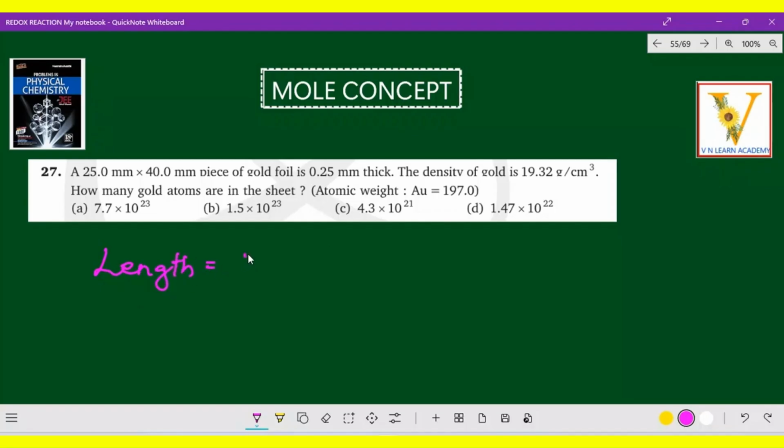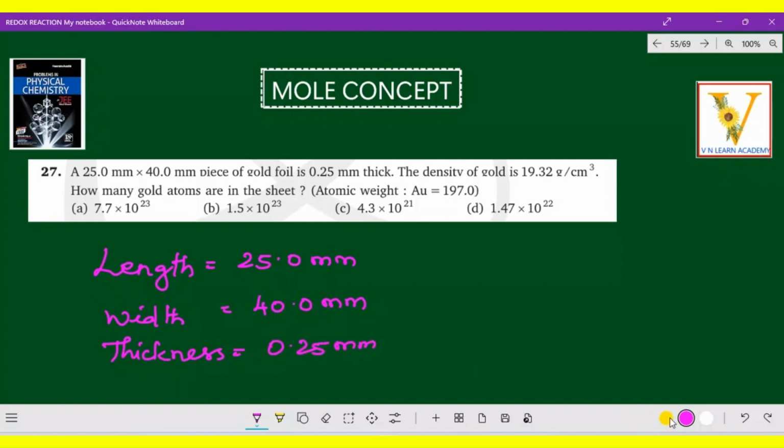Length, how much? It is 25 millimeter. And width, how much? It is 40 millimeter. And thickness, how much? 0.25 millimeters. See, thickness, how mild it is, right?